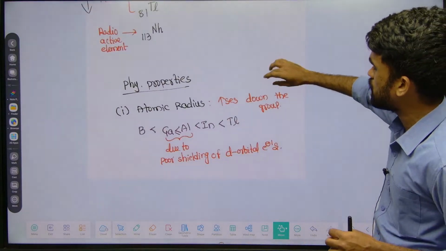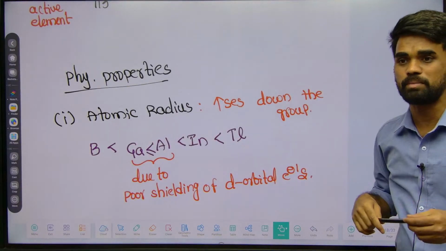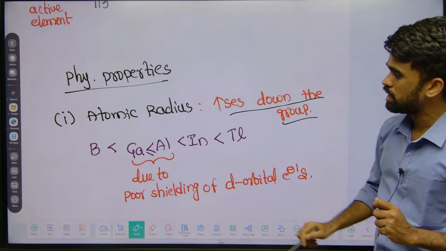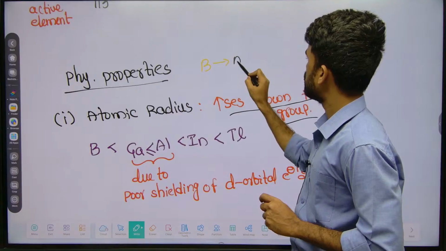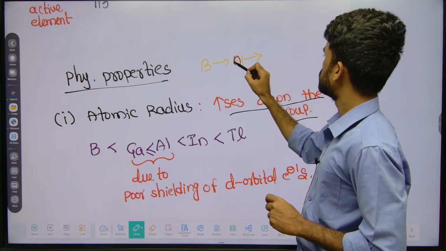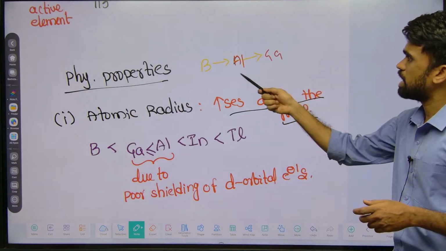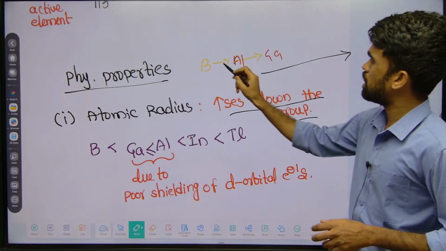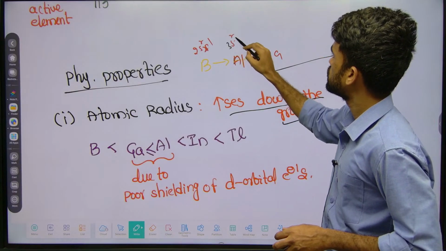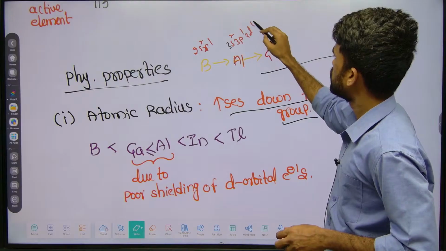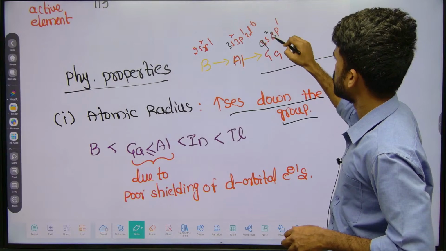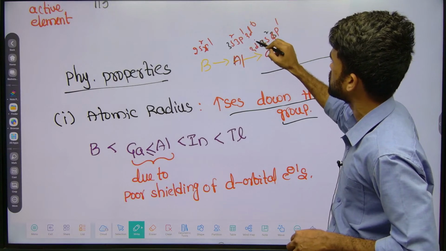Okay. So now what are the physical properties? What happens to atomic radius down the group? Atomic radius down the group increases. Particularly, from boron to aluminium, aluminium to gallium, size should increase like this. But what is the electronic configuration here? You have seen 2s2, 2p1. This is 3s2, 3p1 and 3d0. Here it will be 3s2, 3p1, 4s2, 4p1, and also here 3d10 electrons are there inside.